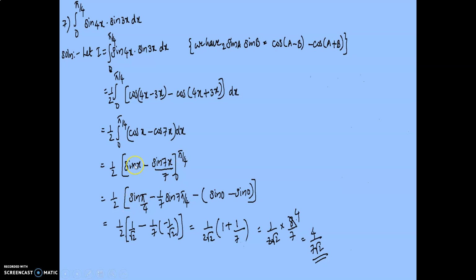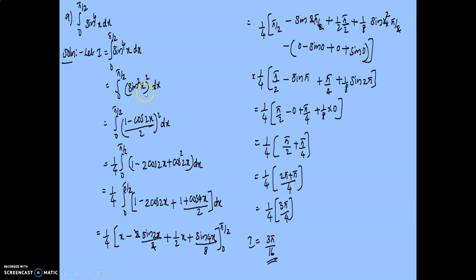That is 1 upon 2 sin pi by 4 minus 1 upon 7 sin 7 pi by 4 minus sin 0 minus sin 0. So 1 upon 2 into sin pi by 4 value is 1 upon root 2 minus 1 upon 7 into sin 7 pi by 4 is minus 1 upon root 2. That's equal to 1 upon 2 root 2, you can take it out. So 1 upon 2 root 2 into 1 minus into minus is plus 1 upon 7. Taking LCM, you are getting 1 upon 2 root 2 into 8 upon 7. So cancelling, you are getting 4 upon 7 root 2 as the answer for this question.